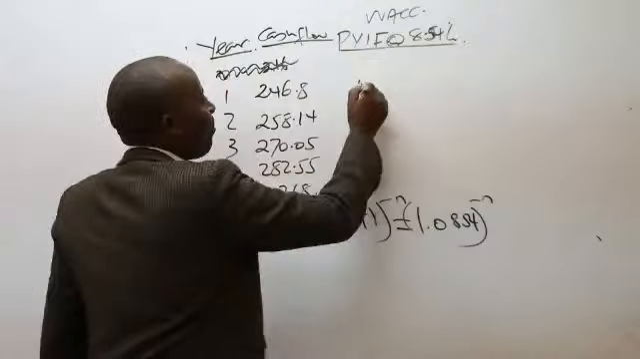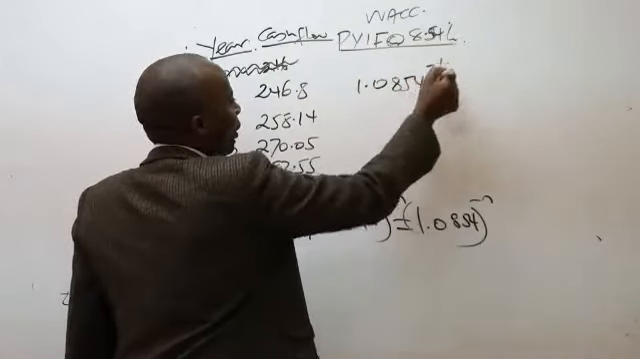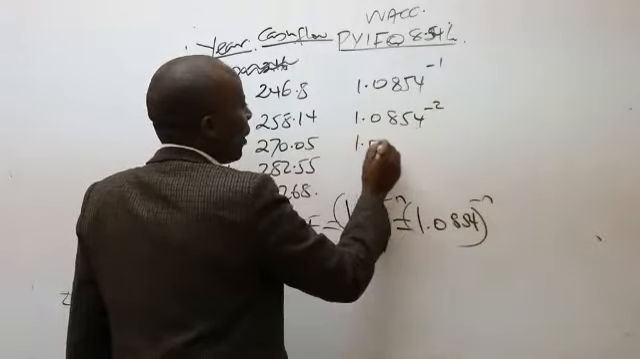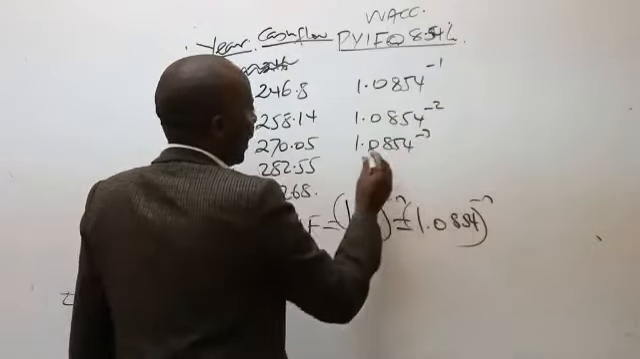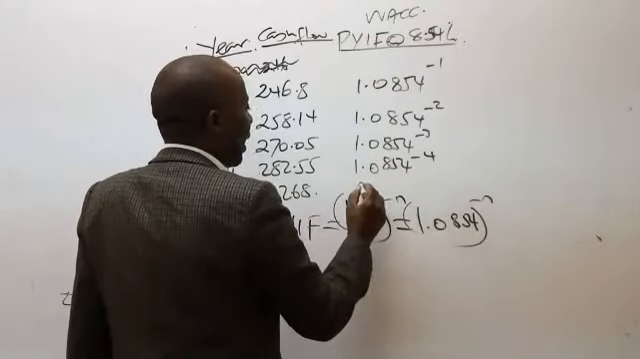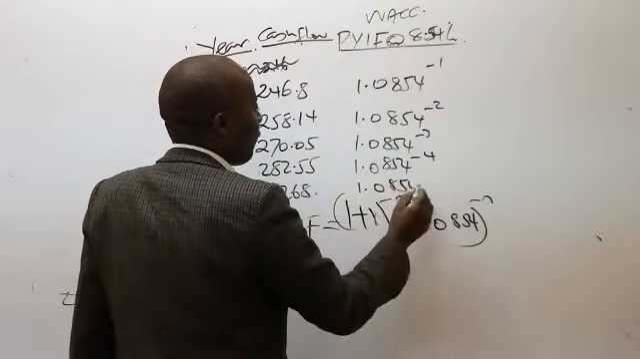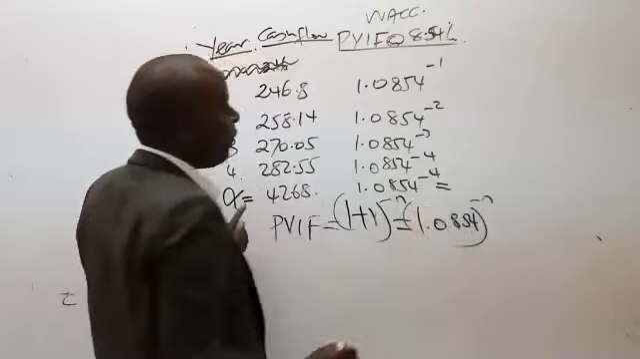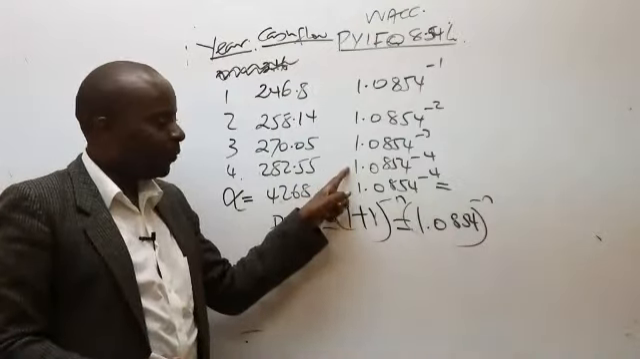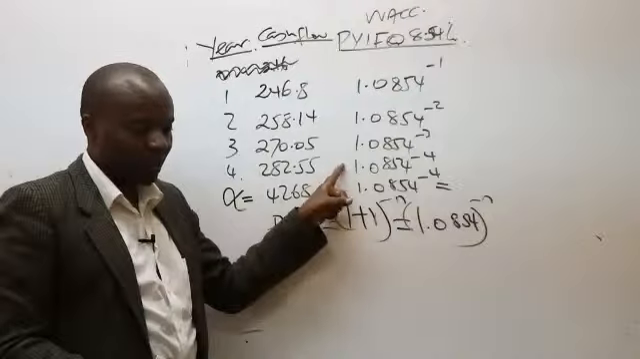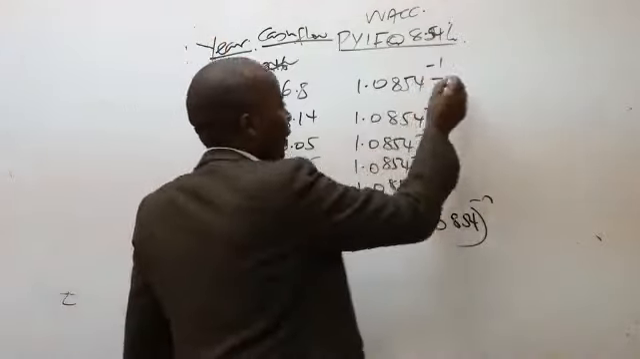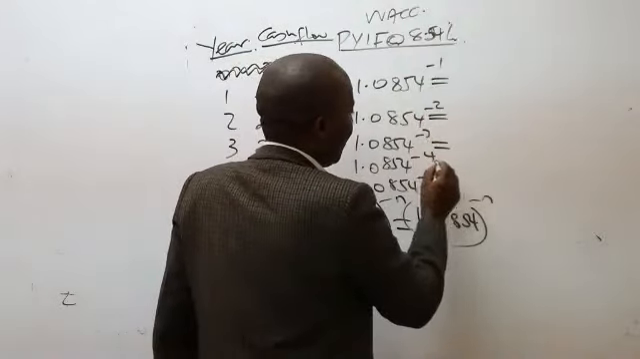So it will be 1.0854 raised to minus 1, 1.0854 raised to minus 2, 1.0854 raised to minus 3, 1.0854 raised to minus 4. We have 1.0854 raised to minus. Remember, for infinity, we always repeat the figure that we have up there. So for decimal places, for these PVIFs, could you kindly give me figures?